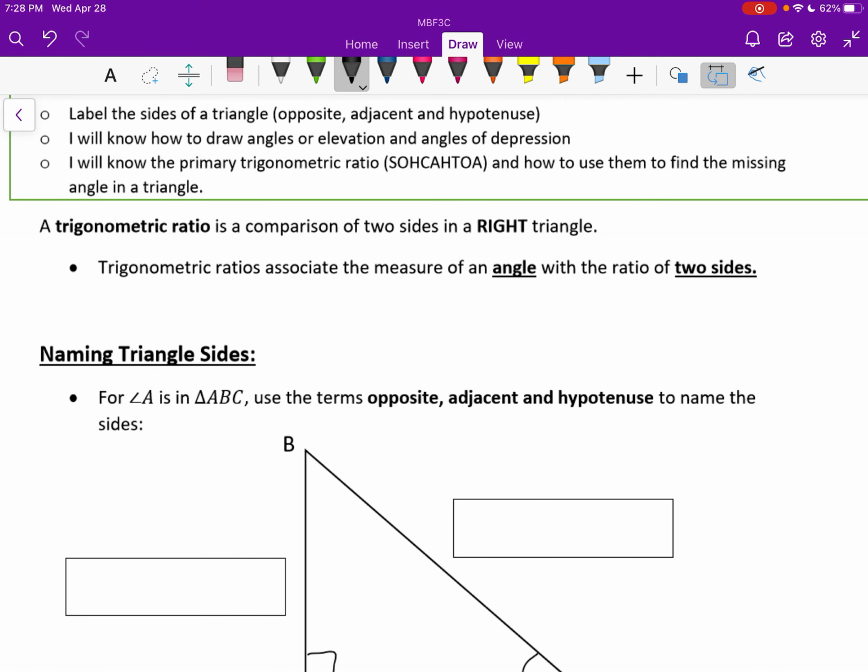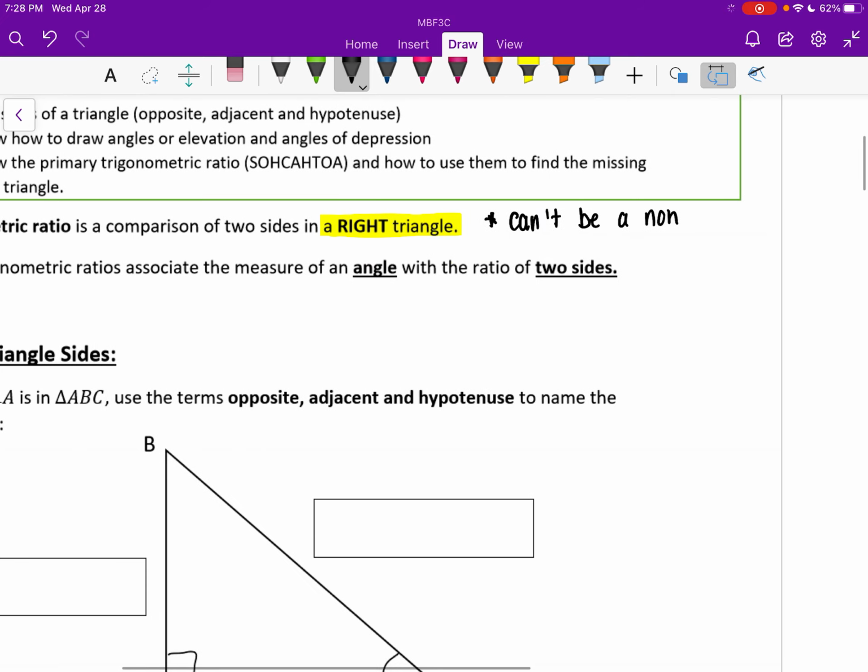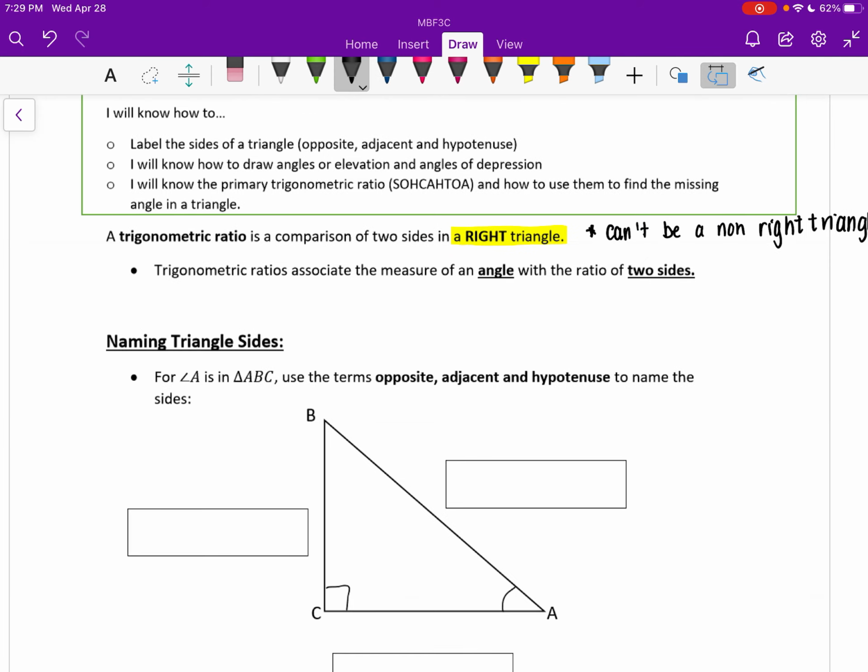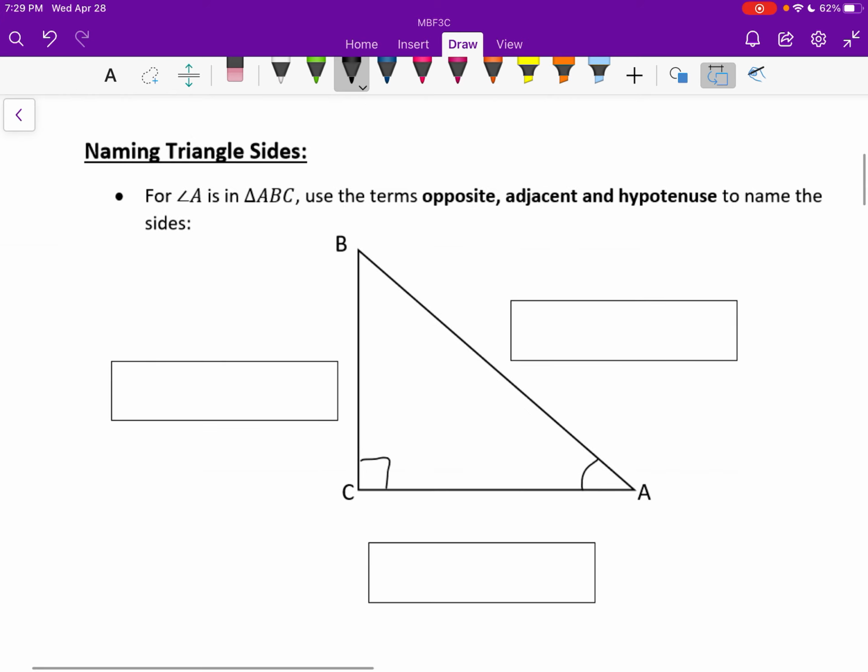A trigonometric ratio is a comparison of two sides in a right triangle. This is super important here. You can't use them in non-right triangles, right? So you just got to make sure you know that. That's when you'd have to use something like cosine law and sine law, which we'll learn in our next lesson. Okay? So trigonometric ratios associate the measure of an angle with the ratio of two sides. We'll go into what that actually means a little bit later.